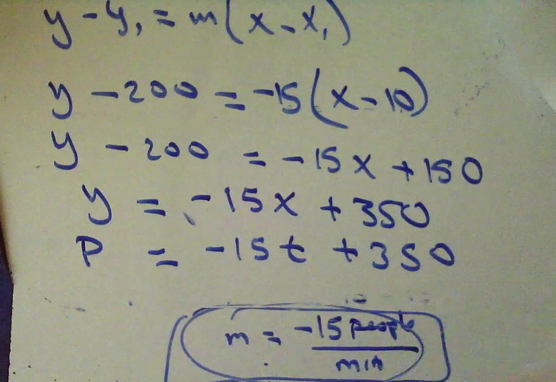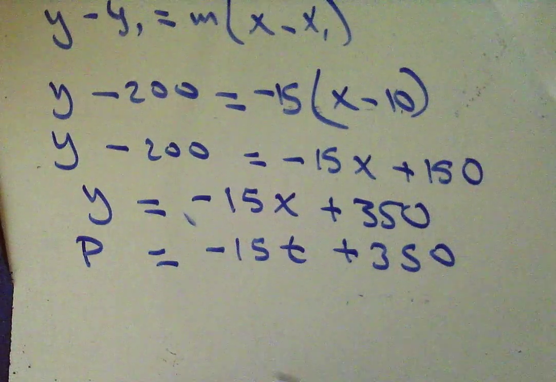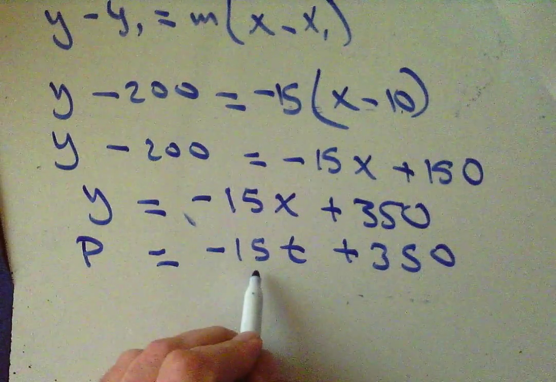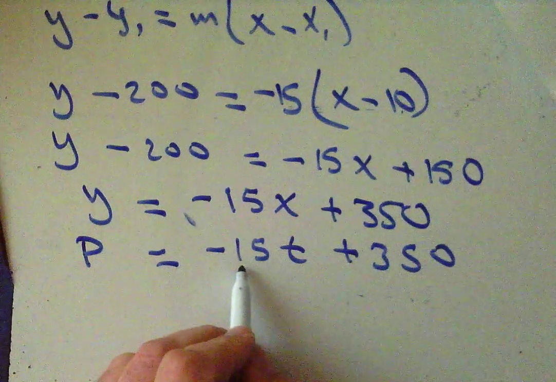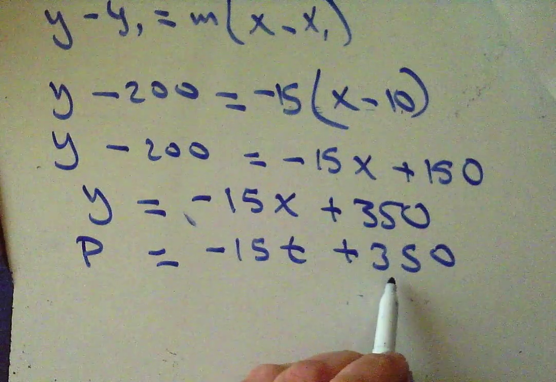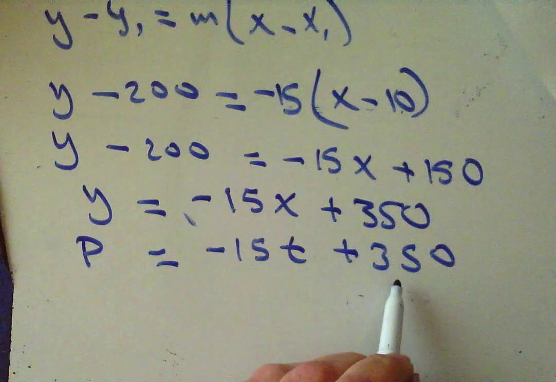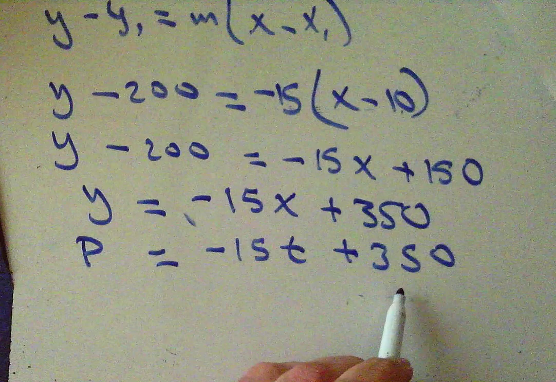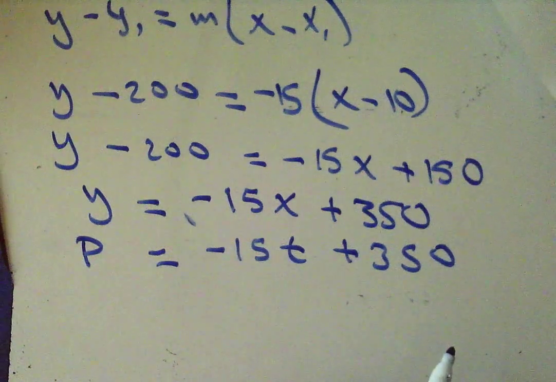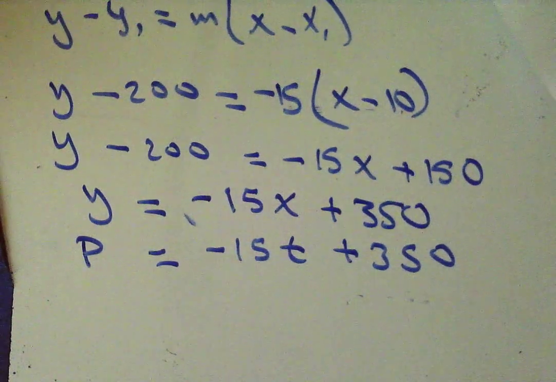And look, now that we've built this, we can see some things. We see this rate of change: the line is getting shorter by 15 people every minute. And what's this over here? This is our starting amount. This is how many people were in line at time equal to 0. Okay, so now I've got the model, and let's answer some questions.